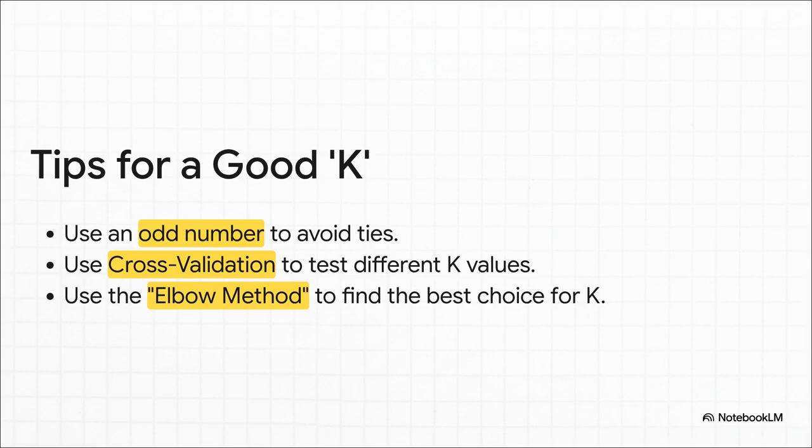So you're probably asking, how do I pick the right K without just guessing? Well, data scientists have a few tricks up their sleeves. A super simple one is to always use an odd number for K. Why? To avoid ties. Smart, right? And for more serious work, they use techniques like cross-validation or something called the elbow method to basically test out a bunch of different K values and see which one gives the best results.